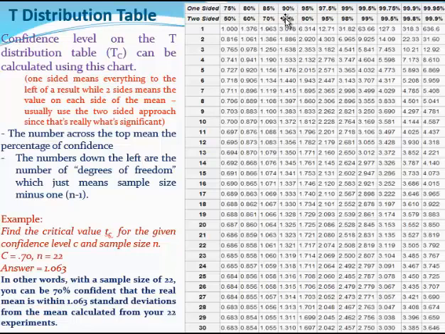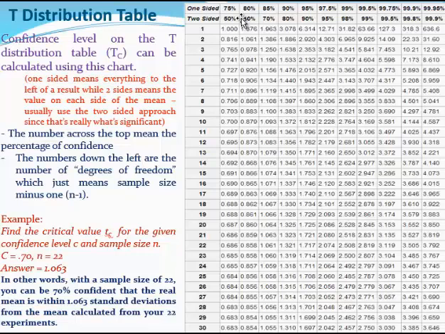And what this means in English is that you take the percentage of confidence that you're looking for. Do you want to be 90% confident of your result? Do you want to be 80% confident of your result? Usually we're going to use this two-sided one over here because most times you're looking to determine whether something is accurate. It's possible for it to be off in either direction.